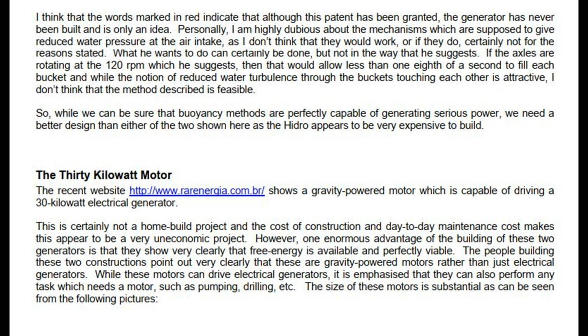The people building these two constructions point out very clearly that these are gravity-powered motors rather than just electrical generators. While these motors can drive electrical generators, it is emphasized that they can also perform any task which needs a motor, such as pumping, drilling, etc. The size of these motors is substantial, as can be seen from the following pictures.